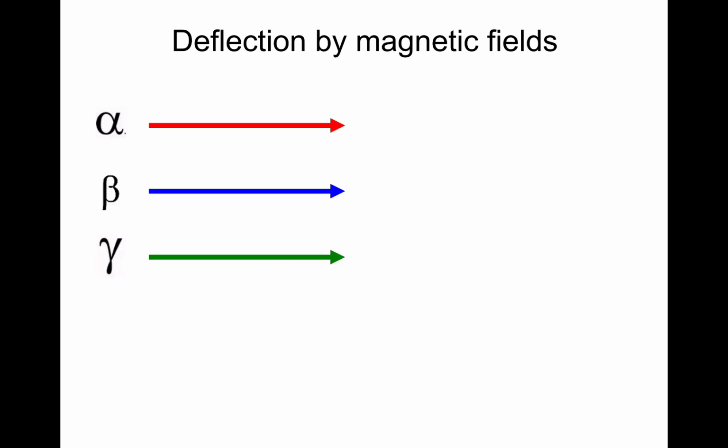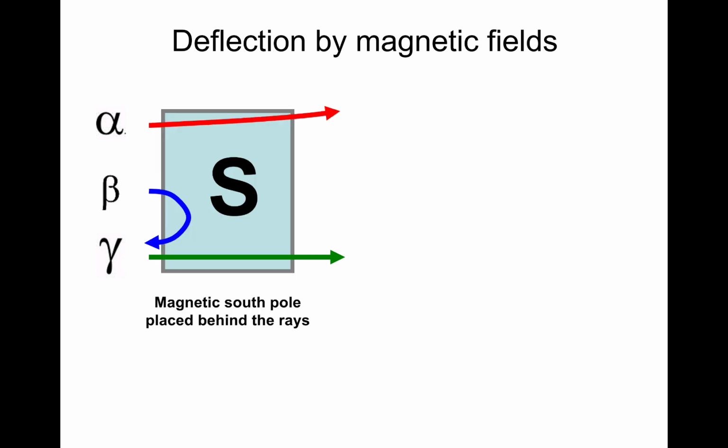Right, let's look at deflection by magnetic fields. A magnetic field you can really just think about as a literal magnet. So we've got alpha, beta, and gamma, and when you put them near a magnet, the alpha particles will deflect slightly. You don't need to know which direction at GCSE at all. You just need to know that alpha will go one way and beta will go the other way.